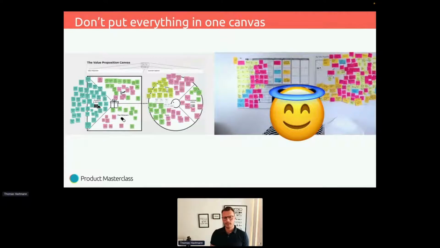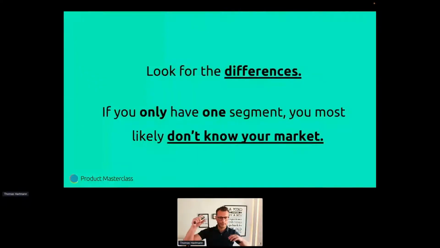Segmentation means you look for the differences at the very beginning. You really want to spread out your ideas across different areas, different people, different segments which might use your product. If you only have one segment, I would argue that you don't know your market yet, because there is never just one segment.